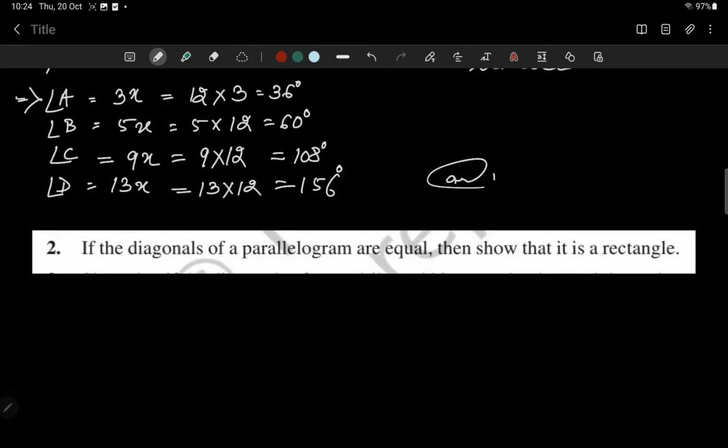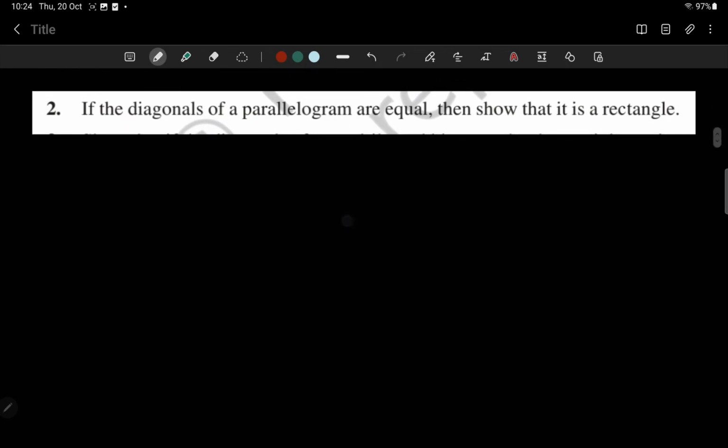So let's see what is there in question number 2. If the diagonals of a parallelogram are equal, then show that it is a rectangle. What is given? The diagonals of a parallelogram are given equal. What you have to prove is that it is a rectangle.